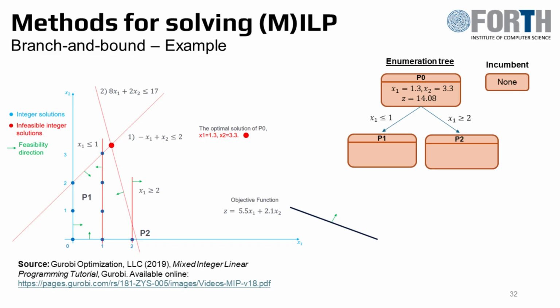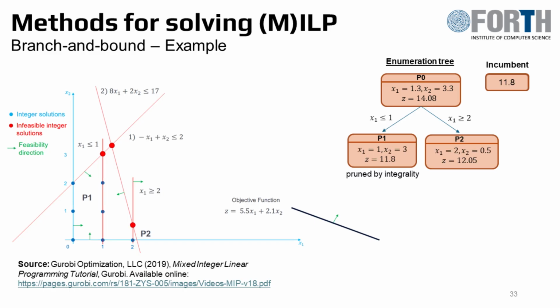We now solve the LP relaxation for each of these two new subproblems. Each branch represents a smaller feasible region, and for each region, the LP relaxation will again provide a bound. We now evaluate both branches separately and compare their results. Start with the first branch, P1, where x1 less than or equal to 1.